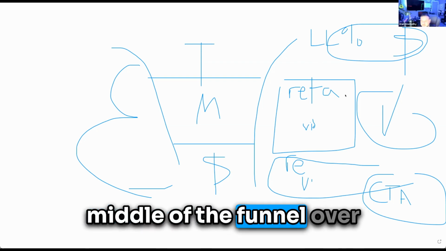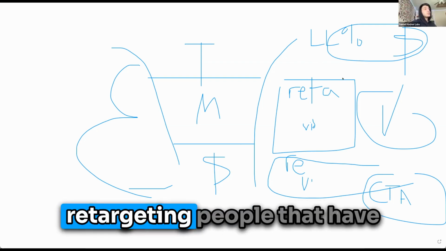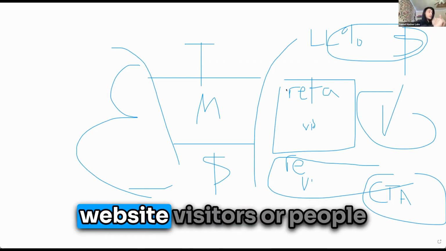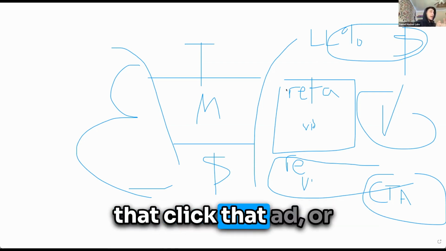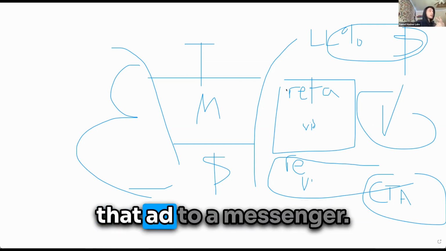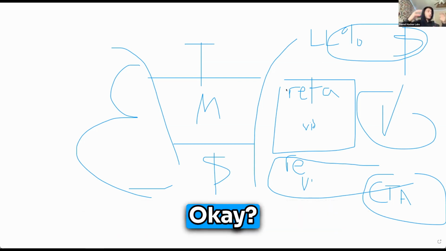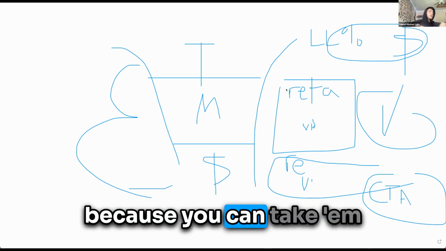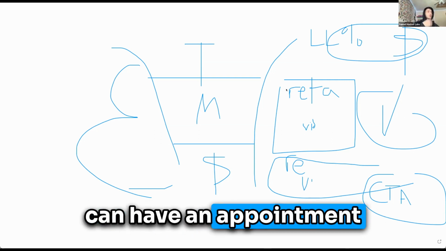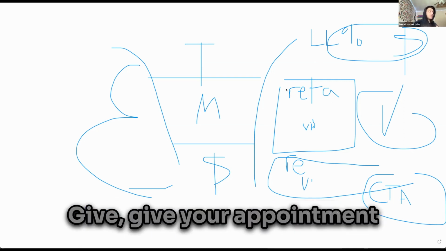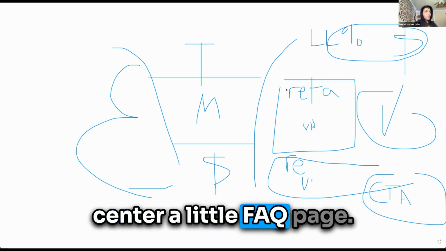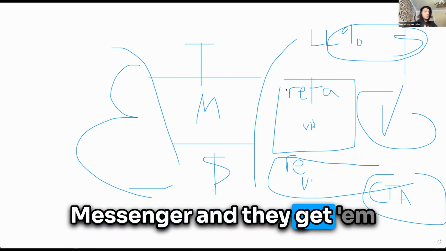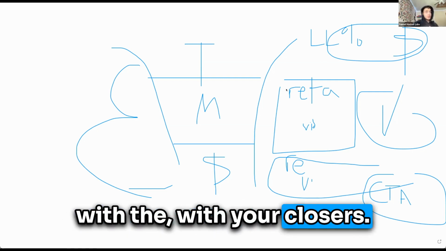From there, the middle of the funnel is more retargeting: website visitors, people that clicked that ad, or people that opened that ad into Messenger. What we found is that Messenger ads are really great because you can have an appointment setter contact them back and forth, and give your appointment setter a little FAQ page. They talk to the person through Facebook Messenger, and get them to schedule an appointment with your closers.